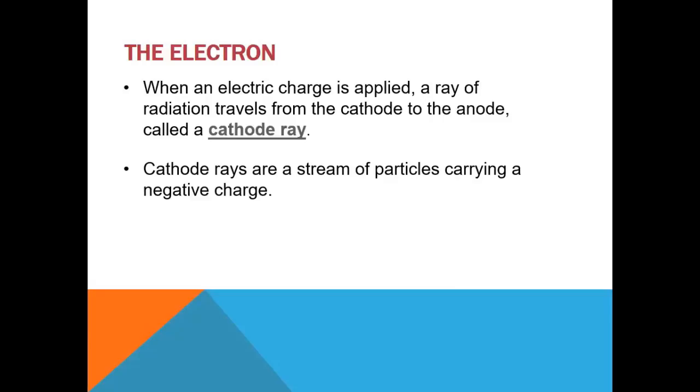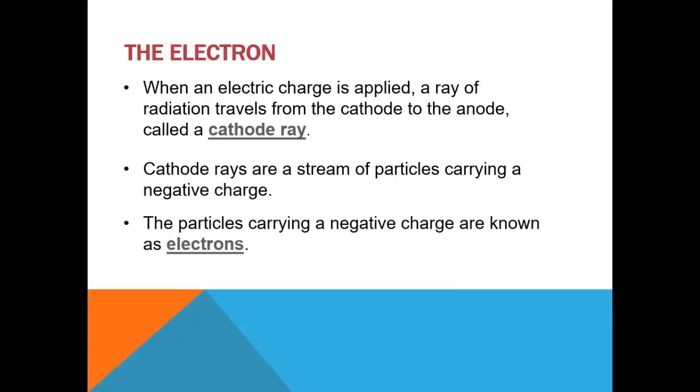it creates this ray of radiation that travels from the cathode to the anode, and I believe the cathode is negative charge and the anode is positive. We'll see that in the next slide to confirm. And the cathode ray was carrying a negative charge, and that negative charge particle is what we now know as an electron. So in the cathode ray, they were seeing the confirmation of electrons.